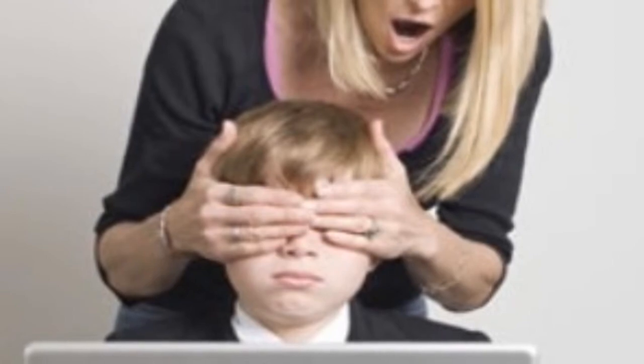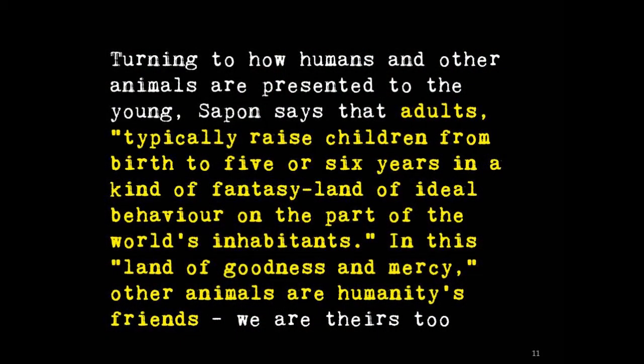So this is about the only thing I'm going to read out. It said that adults typically raise children from birth to 5 or 6 years in a kind of fantasy land of ideal behavior on the part of the world's inhabitants. In this land of goodness and mercy, other animals are humanity's friends, and vice versa. So this is the kind of vision that we get initially.